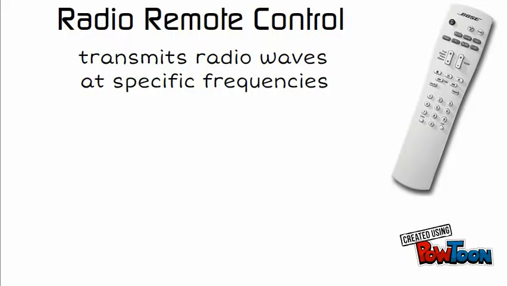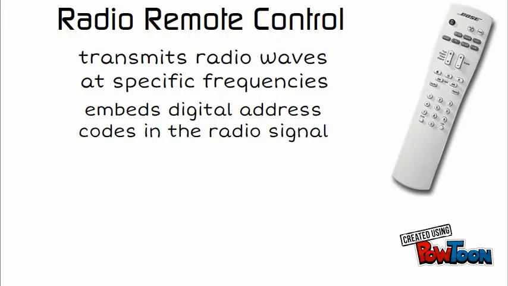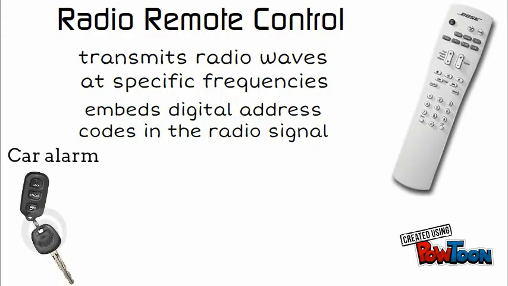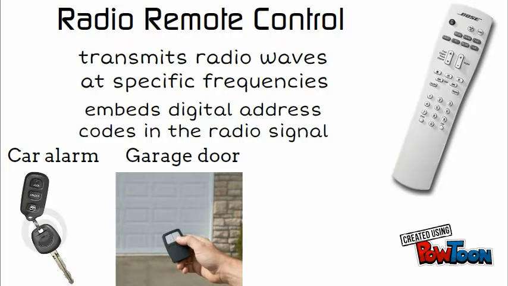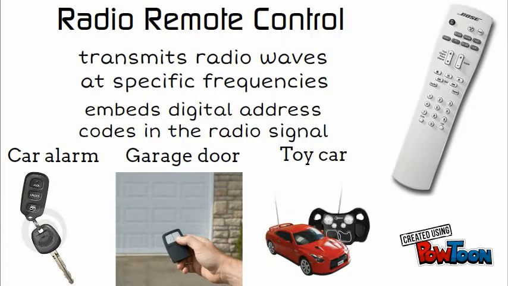RF remotes address the interference issue by transmitting at specific radio frequencies and by embedding digital address codes in the radio signal. This lets the radio receiver on the intended device know when to respond to the signal and when to ignore it. Car alarm fobs, garage door openers, and radio control toys have always used radio remotes, and this technology is starting to show up in other applications too.